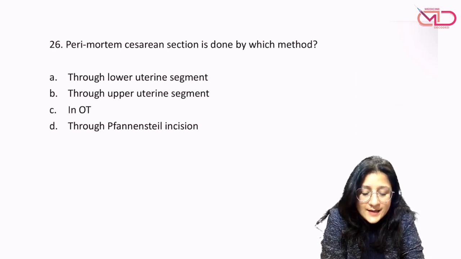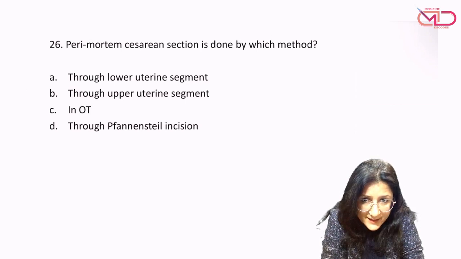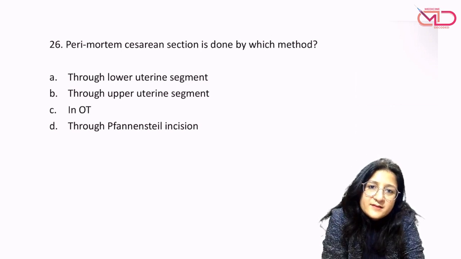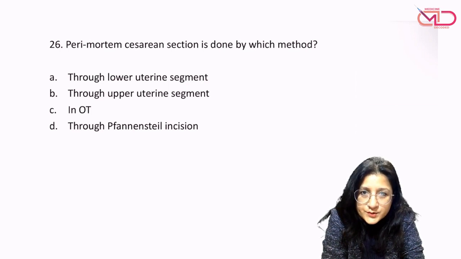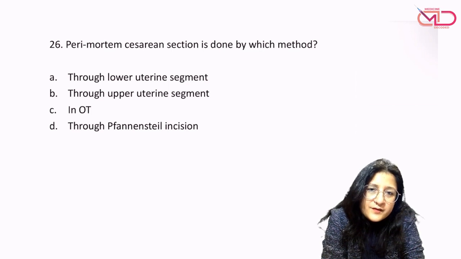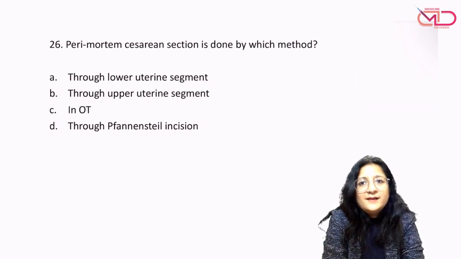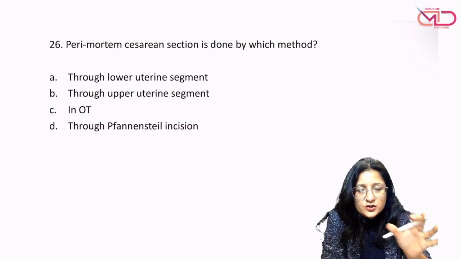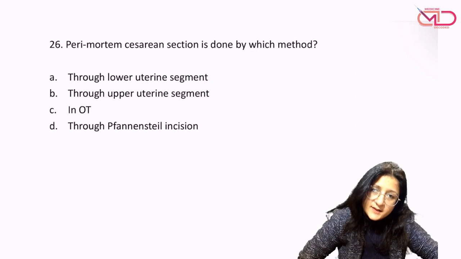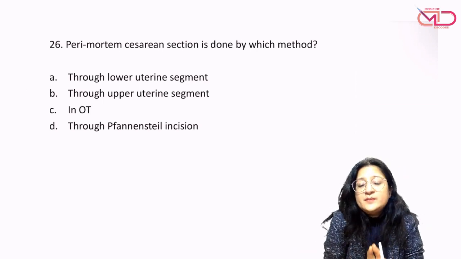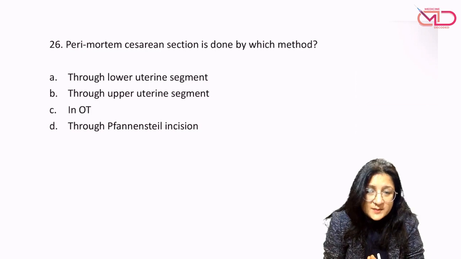And if we try to understand a little bit about what perimortem cesarean section is: we are doing a cesarean section in a dying woman, a woman who's about to die. Why are we doing that? It is in reference to situations where a pregnant woman, for any reason, and especially because of cardiac diseases, goes into cardiac arrest and we have to do CPR. Since the uterus is enlarged, occupying the abdomen and pushing the diaphragm up, performing CPR in a pregnant woman becomes very difficult.